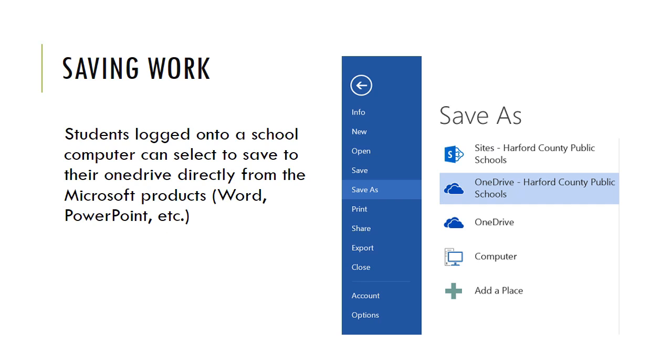When students start a project at school, they typically launch the program that they want to complete the project in and start working. If they're using one of the Microsoft products, whether it's Word, PowerPoint, Excel, you get the idea, they can save to their OneDrive. The first time they save it, they need to select Save As, and then they need to pick OneDrive Harford County Public Schools. From there, they'll be given the options that they would see in their OneDrive. So if they've created folders, they can save it into the folders. If they haven't, they can save it right to the OneDrive, just like you would save to a computer. After they've done that initial save as, from there on, they just need to click save.